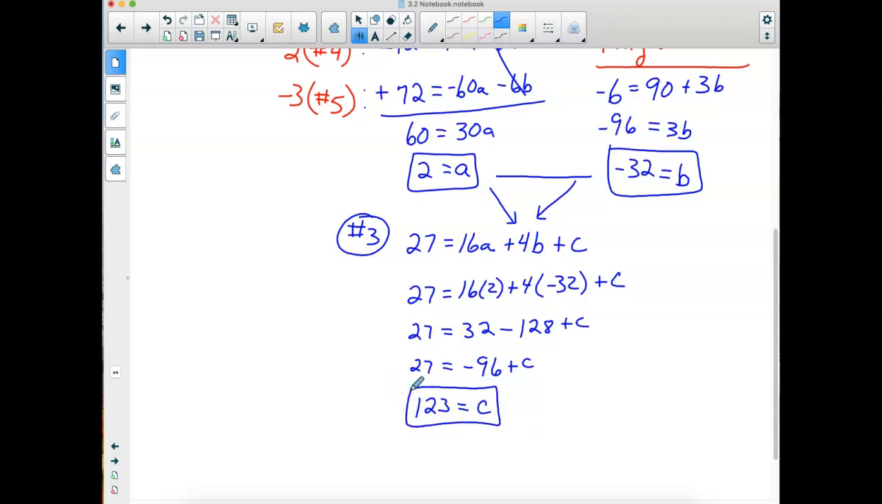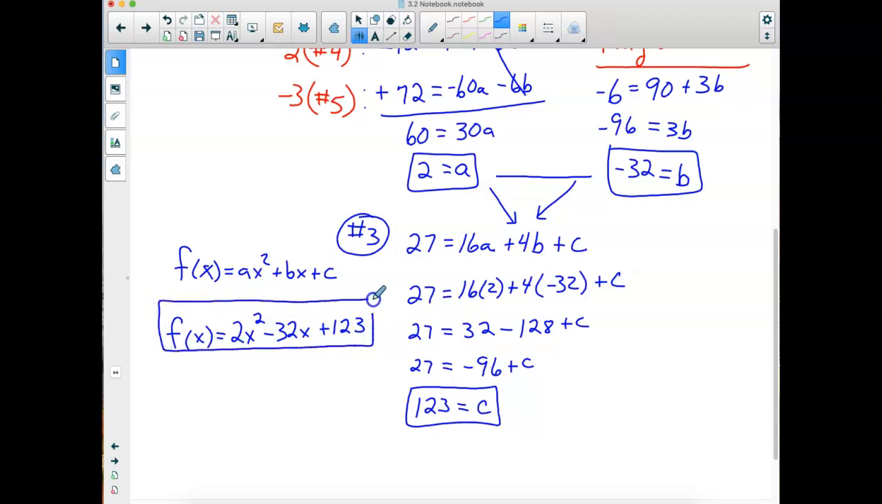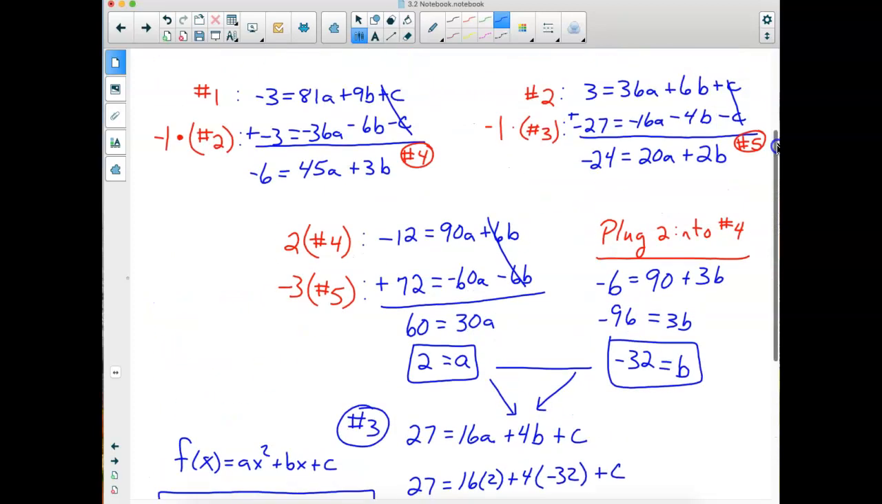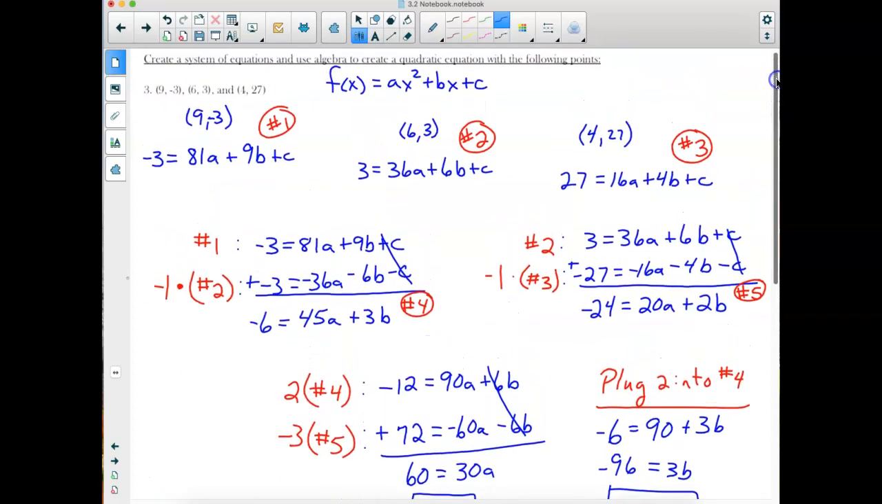Because I have found A, B, and C, I'm going to plug them back into ax squared plus bx plus c to get my function, the parabola that passes through these points. A was 2, so it's 2x squared. B was negative 32, so that would be minus 32x. And C was 123, so plus 123. And that gives me my parabola that passes through the 3 original points. You can plug it in and make sure that it goes through those 3 points.